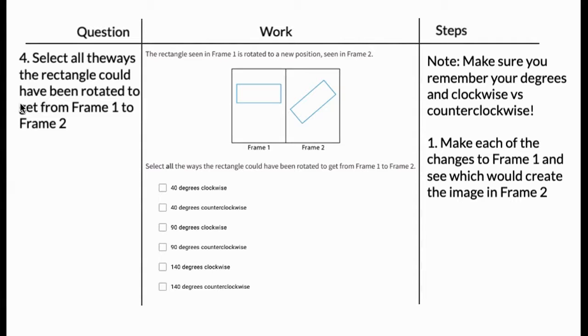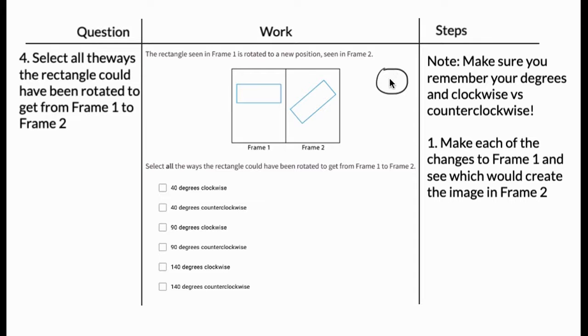Select all the ways the rectangle could have been rotated to get from frame 1 to frame 2. So a couple things to make note of here. Make sure that you're remembering your degrees because we're talking about 40, 90, and 140 degrees here and what that means. And make sure that you understand the difference between clockwise and counterclockwise, right?